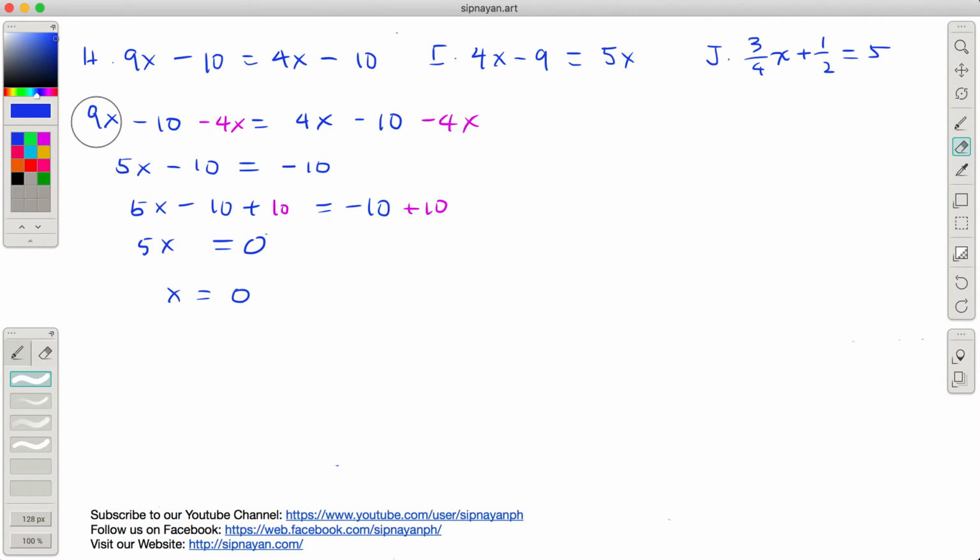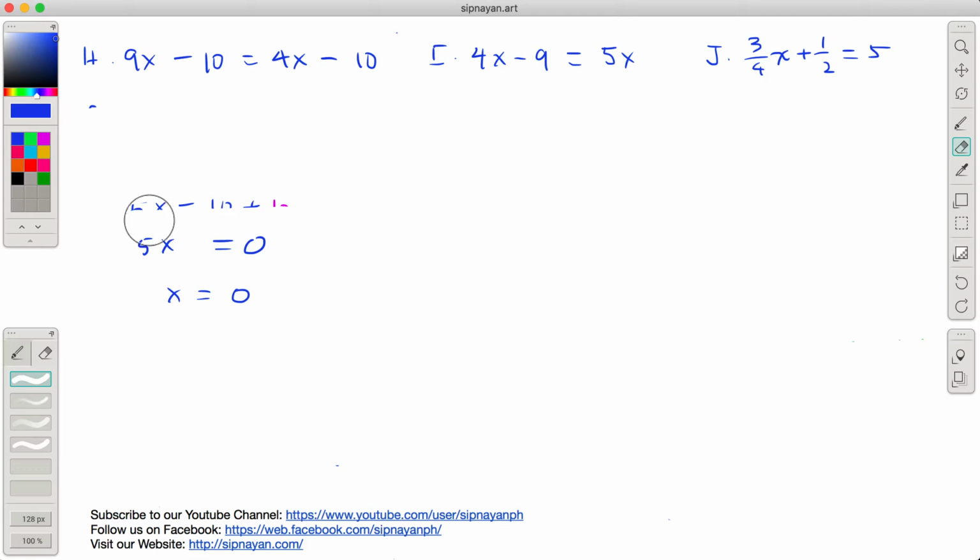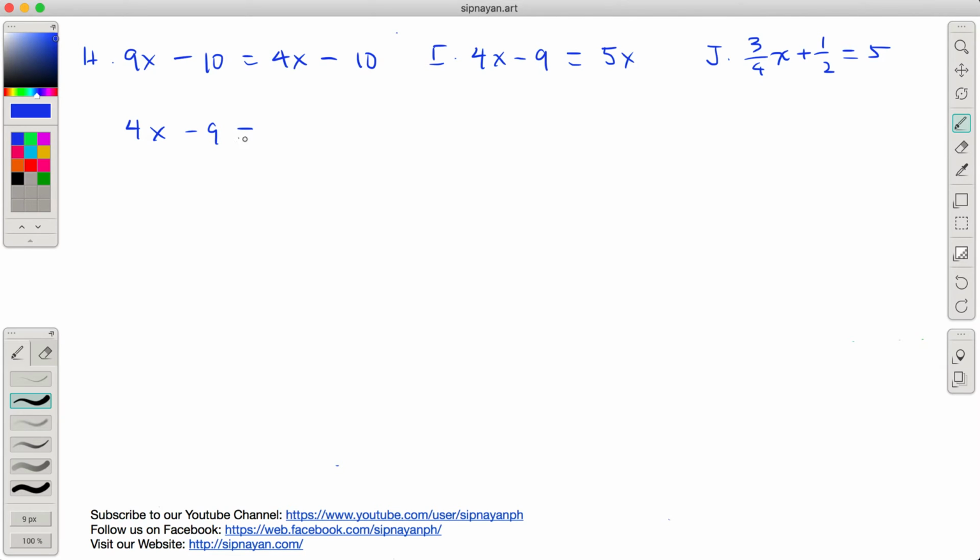Letter I. Ito na lang tayo. We have 4x minus 9 equals 5x. So, dalawa yan. It's either we put x sa left-hand side and then yung number sa right-hand side, pero I think ang pinakamadali dito is to put x on the right-hand side. So, 4x minus 9 equals 5x.